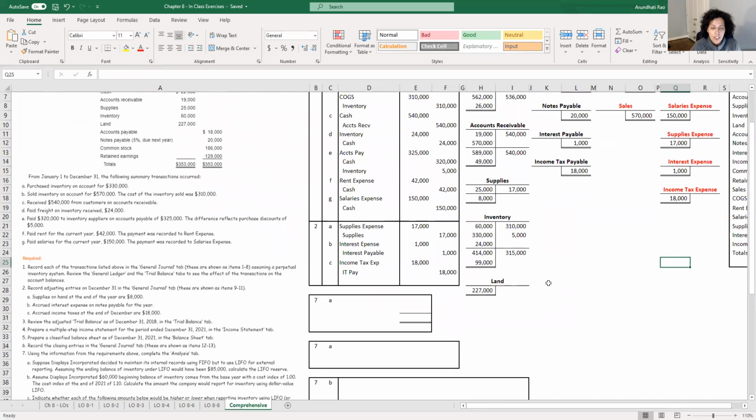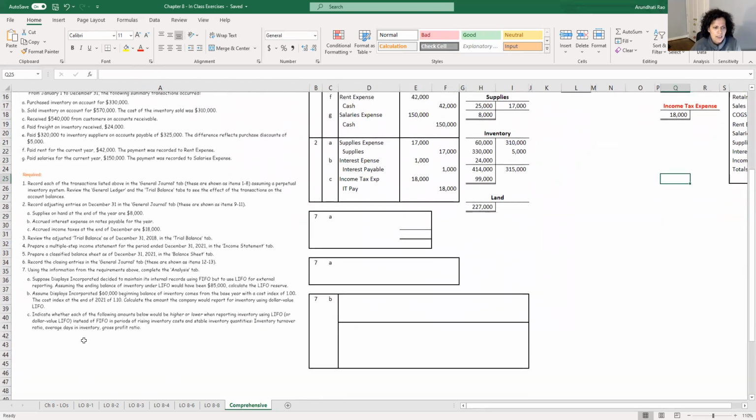Again, the assumption is everything I've talked about over here, the journal entries and the adjusting entries, it's a review of what you had learned in your Principles of Accounting class. So with that said, let's move to part 7.